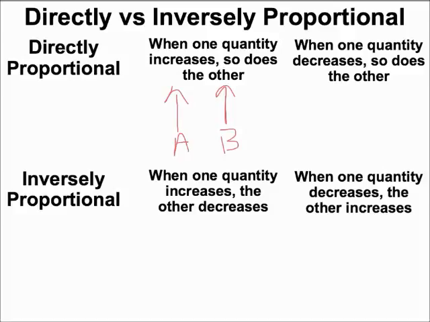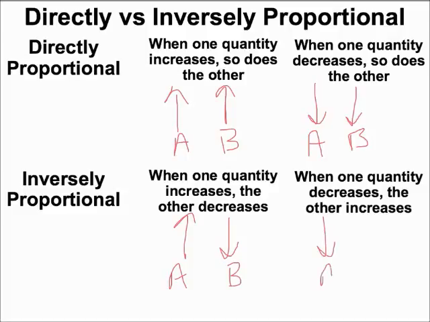Something is also directly proportional when one quantity goes down and the other quantity goes down. So when quantity A goes down, quantity B also goes down. Now with inversely proportional, what happens is when one quantity increases, the other decreases. So when A goes up, B goes down. And when one quantity decreases, the other quantity increases. So I'm sure you can think of a lot of examples of this. For example, the more you study, the higher your test score. So studying and test scores are directly proportional.